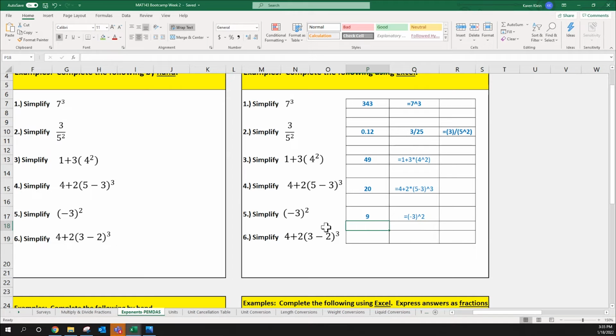Now, just for the sake of argument and seeing what it would look like if we didn't use parentheses, if we did negative 3 power 2, what would happen? Well, it looks like Excel interprets it the same way, but your calculator would not do that. So we're going to just scratch that off. That is not good practice. We want to use parentheses.